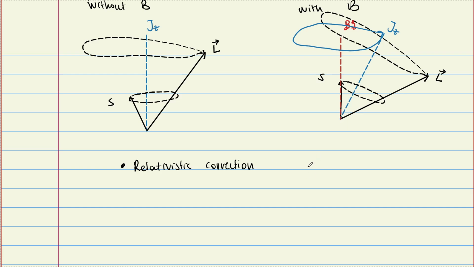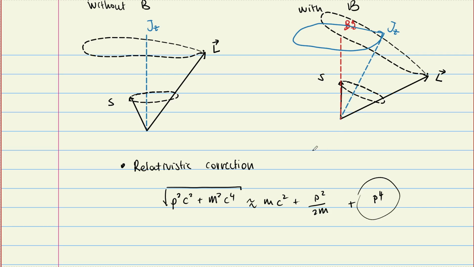In the Schrödinger equation, we didn't solve a relativistic Schrödinger equation, right? We solved it for the non-relativistic case. And to get the relativistic correction, you can just use the square root of p squared c squared plus m squared c to the 4, which is approximately, the first term is going to be mc squared, the rest energy. The second one is going to be p squared over 2m, right? And if you do the Taylor expansion, there will be another one which is like p to the 4th. And you can just put this in, and that's going to split your energy eigenvalues. So this is one contribution.